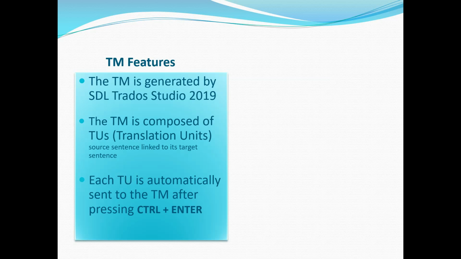And while we are moving from one sentence to the next one, and we can do this by pressing Control plus Enter, in this case, the translation of the sentence that we have just done will be transferred to the translation memory. So the translation memory will be updated anytime that I move from one sentence to the next one.